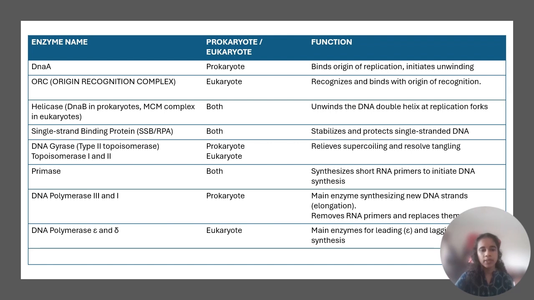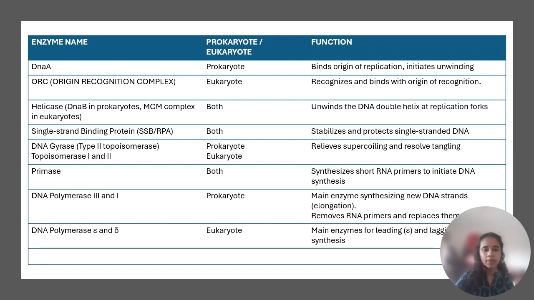Now coming to polymerases. DNA polymerase 3 and 1 are present in prokaryotes. Polymerase 3 is important for the main part, the elongation, synthesizing new DNA strands. DNA polymerase 1 is primarily responsible for removing the RNA primers and replacing them. So the function is the same, but the types of DNA polymerases are a little different in prokaryotes and eukaryotes. That you should know.